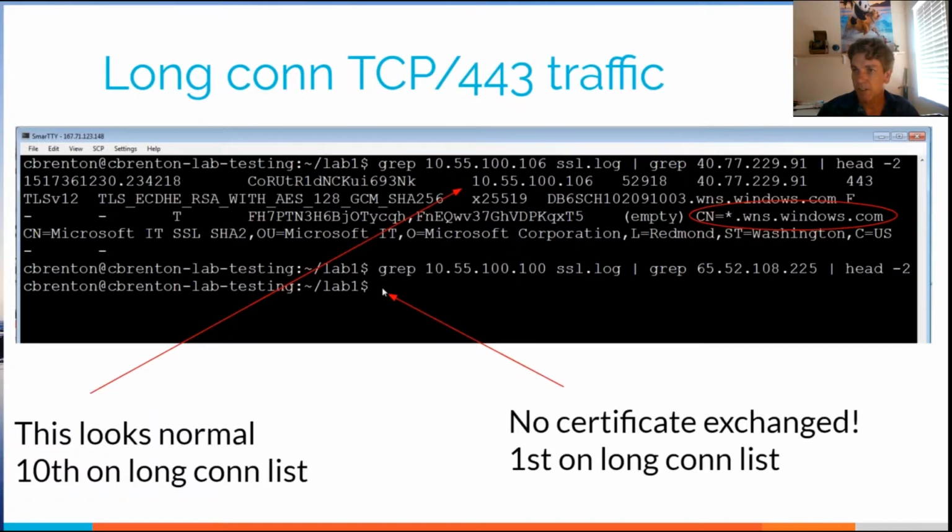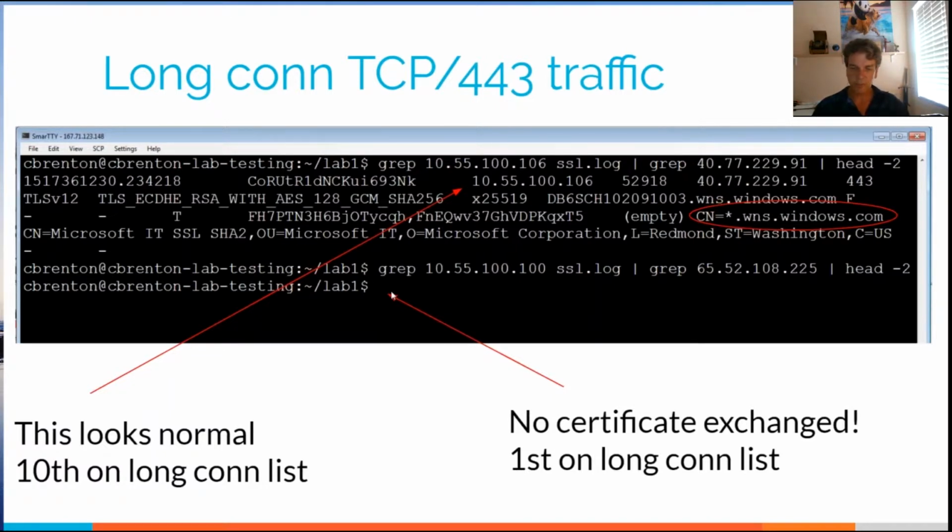Now, the interesting one is this second one. This was our longest connection, taking place between this IP and that IP. Notice when I went in and grabbed that one out of SSL.log, nothing comes back. What that tells me is that no digital certificate was exchanged. Now, when you see this, don't freak out right away. There are a couple of possibilities. One is that this is a long connection. We saw it was running for almost 24 hours.